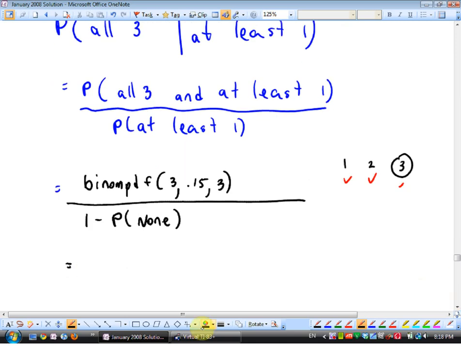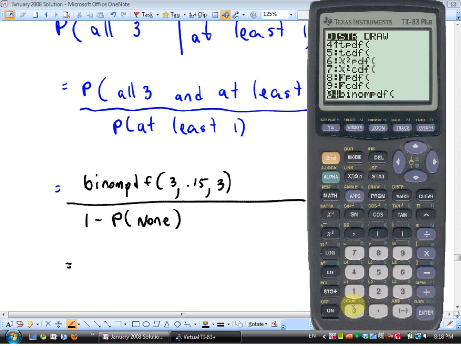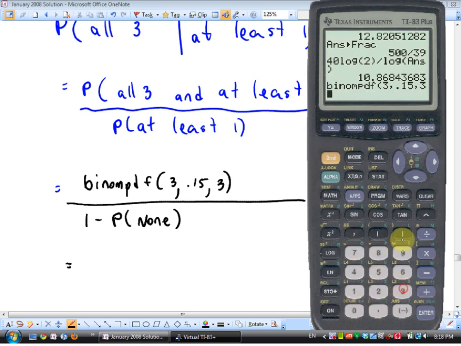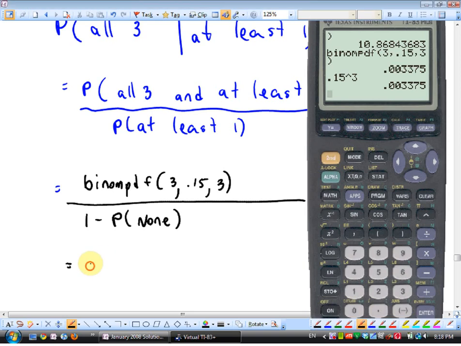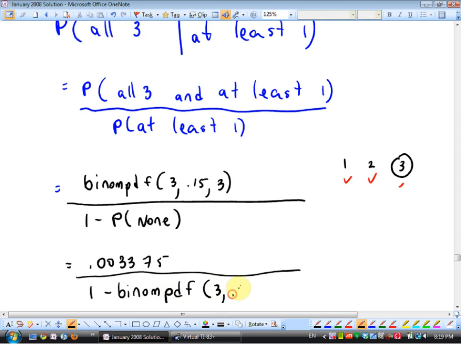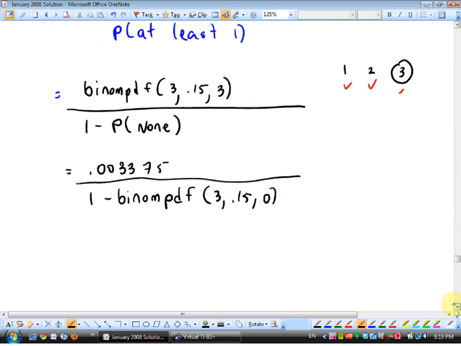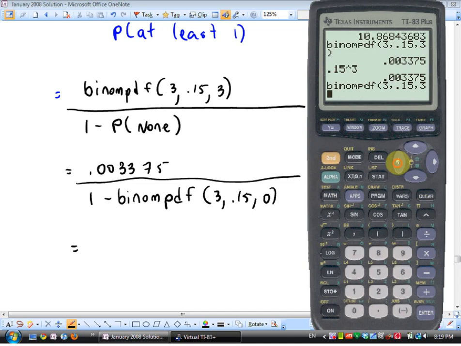This is going to be, well, let's figure out binom PDF of 3, 0.15, 3. I don't want to write it out all the time. 3, 0.15, 3, which is the same as going 0.15 cubed. 0.003375. 0.003375 all over 1 minus binom PDF of 3, 0.15, 0 equals, 1 minus that answer.